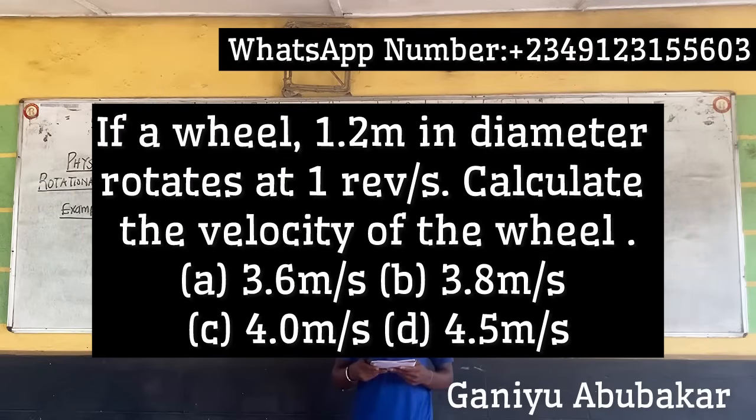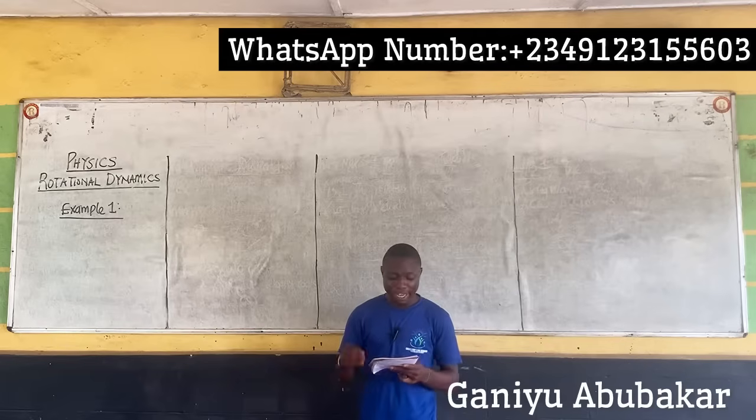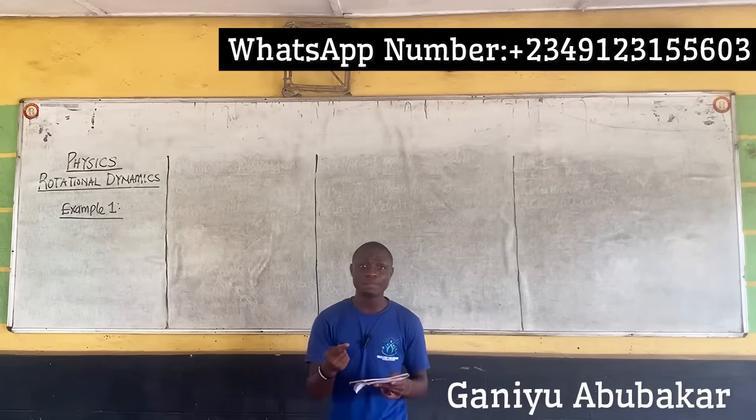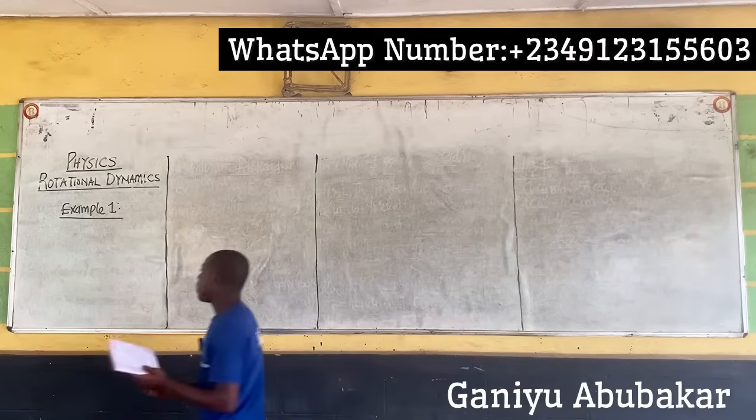Example 1 says, if a wheel, 1.2 meter in diameter rotates at 1 revolution per second, calculate the velocity of the wheel. Options A, B, C, and D will be shown on the screen, right? So I'll show you the options on the screen. So the question says, if a wheel, 1.2 meter in diameter. So first there, I'm given diameter in the question.